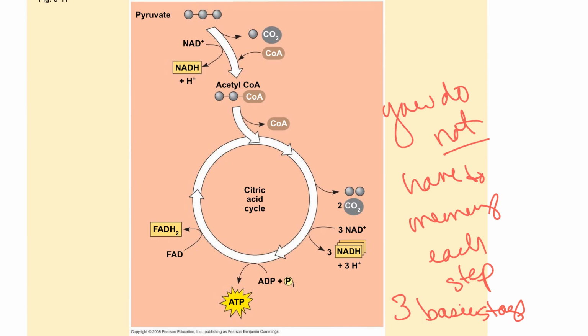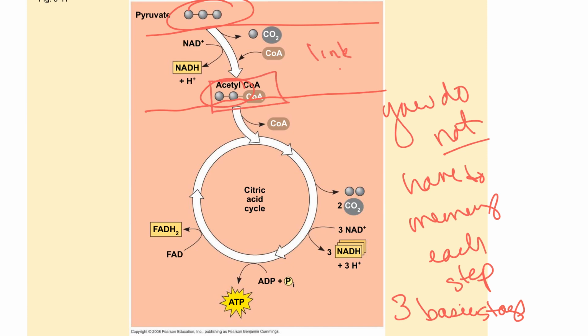So here I've got the link reaction. This is the link reaction. And look, here are my carbons for me. Here's 3 carbon, here's 2 carbons. So at this point, this is the link reaction. And at this point, acetyl-CoA with its 2 carbons is going to go into the citric acid cycle. And the citric acid cycle is going to have 3 basic steps that are happening.